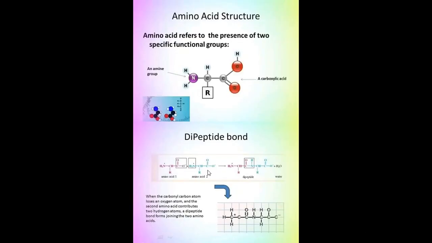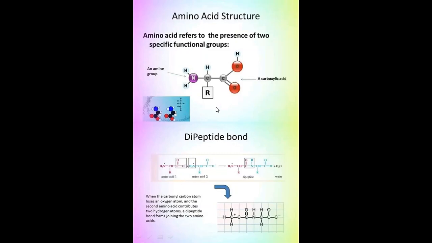So amino acids are basically the building blocks of protein, and they are merged millions to form different proteins. Two or more amino acids link together to form a peptide, and the peptides also interlink to form protein structure. Structurally, amino acids have two functional groups. They have an amine group and also a carboxylic acid group.